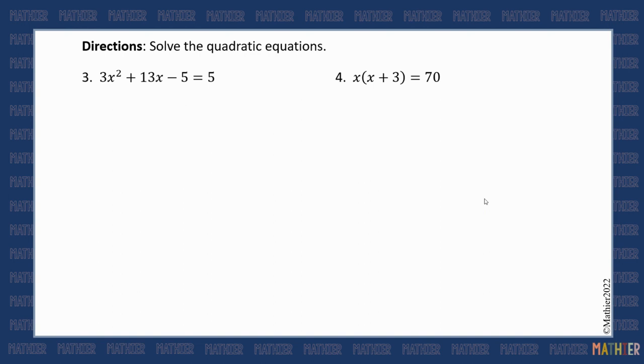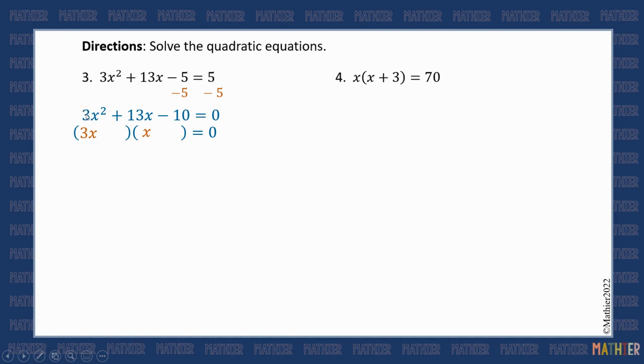Number 3 is not in standard form, so I need to get it equal to 0. So I would subtract 5 from both sides. So now we have this quadratic trinomial equal to 0. The leading coefficient's not 1, so unfortunately it's not one of the easy ones. I'm going to factor it just by guessing and checking because this is a prime number here.